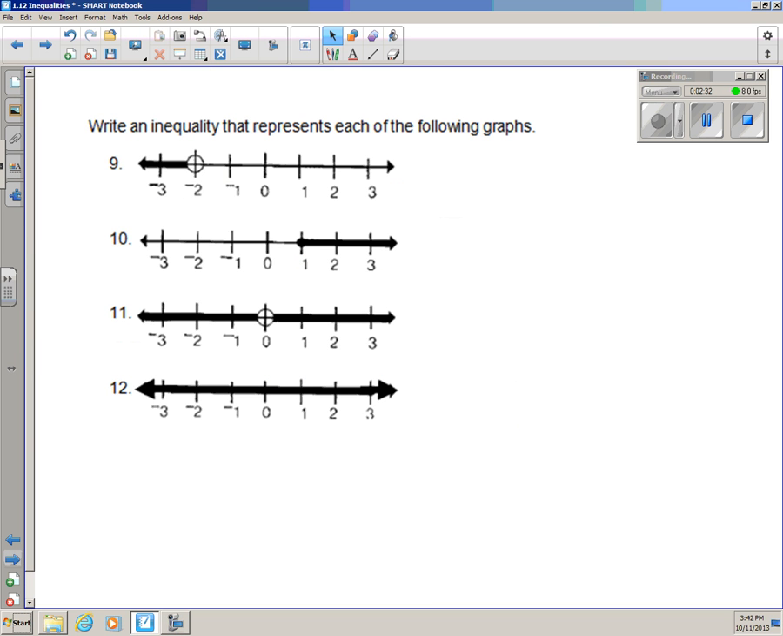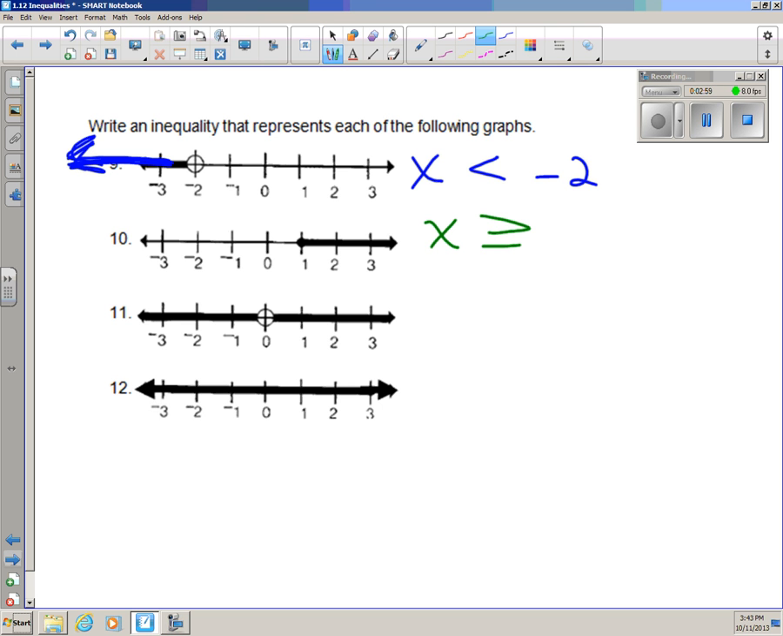Write an inequality that represents each of the following graphs. This is showing you a whole bunch of numbers that are to the left of -2. So essentially x is less than -2, -3, -4, etc. Notice that you've got an open circle on -2, which means I can't have -2 as part of my answer. On number 10, I've got a closed circle on the 1 and everything going to the right, so x is greater than or equal to 1.